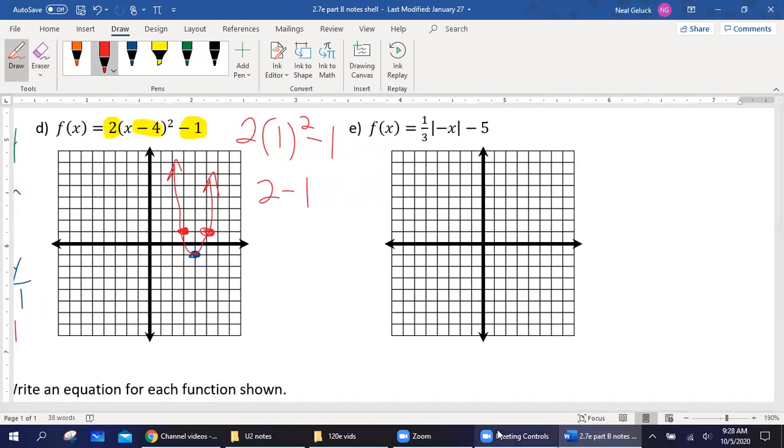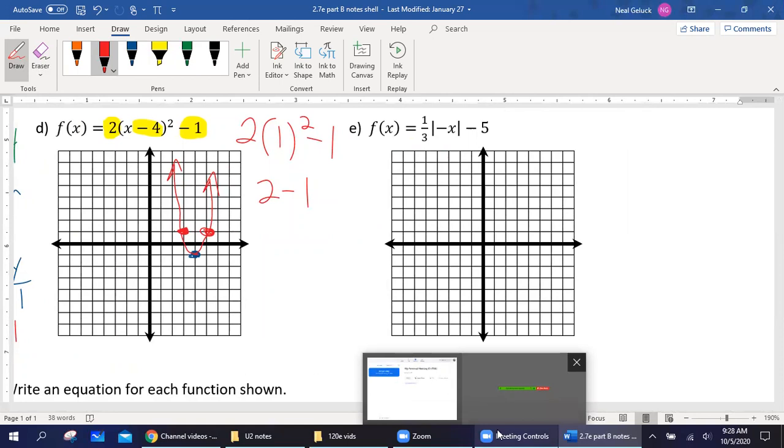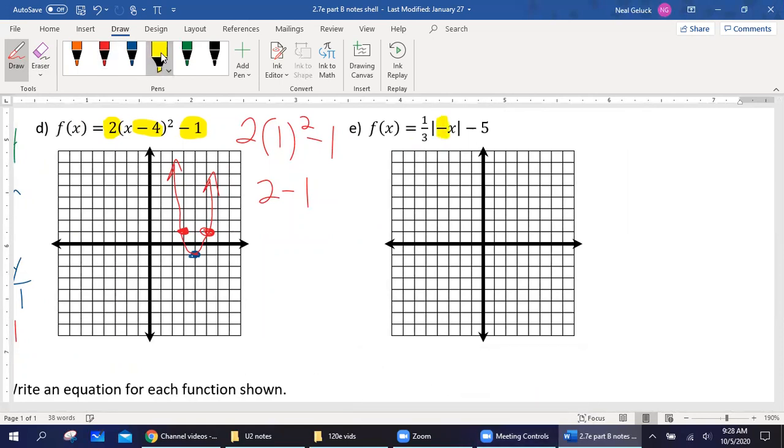For letter E, let's see, I've got a negative on the x. That's going to be a y reflect. I've got a 1/3 out in front of the machine that's being multiplied. That is between 0 and 1. So that's going to mean a vertical shrink. And lastly, I have a minus 5. That's going to move me down 5.